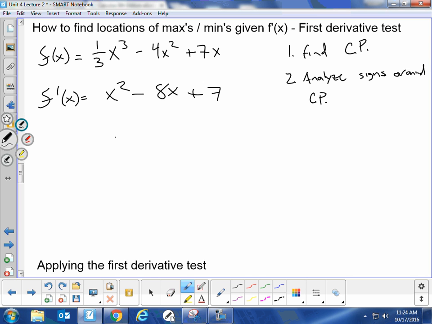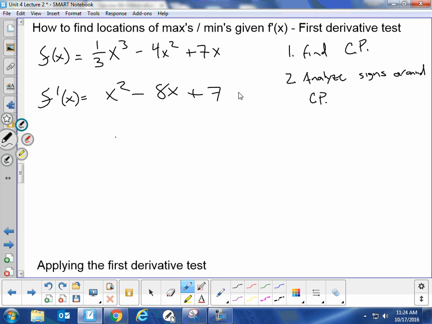Two numbers got to multiply to get positive 7, so that doesn't work. It's going to be negative 7 and negative 1. Just make sure we're shifted so it's at the spots. Good.